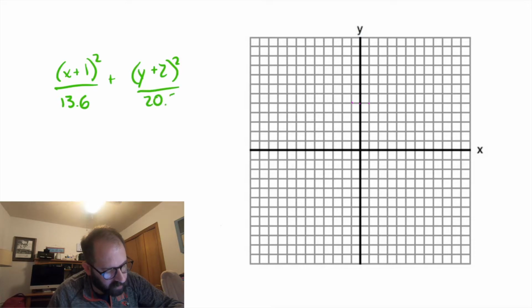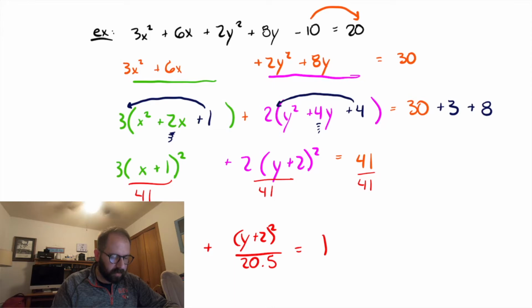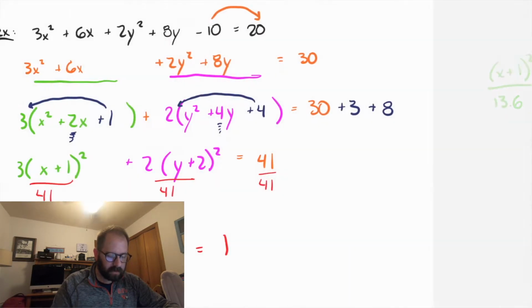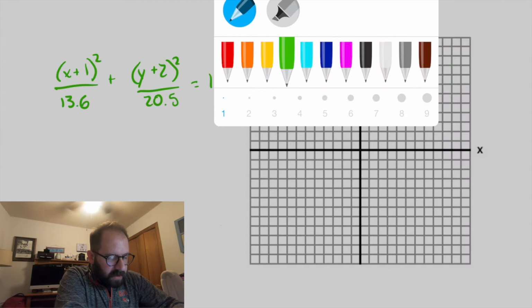20.5 and a 1. Let me just double check that I wrote this correctly. Y plus 2, 20.5, yep, and a 1 and 13.6. Yes, okay. Sorry, going back and forth, just trying to check my work. Okay, so let's draw the center here. Let's do that first. That's always the same part.